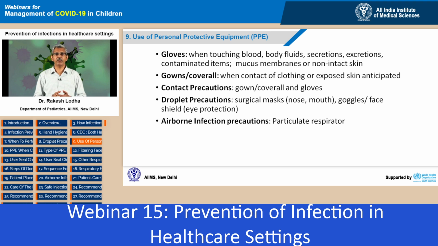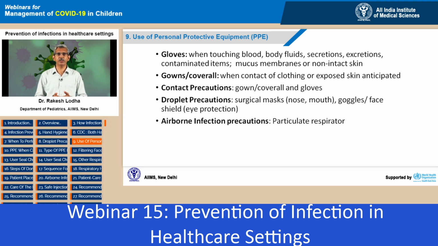Personal protective equipment acts as a barrier to prevent entry of the virus into the body and includes the following: gloves. These should be used when touching blood, body fluids, secretions, excretions, contaminated items, mucous membranes or non-intact skin. So, basically before touching any potentially infectious material. Gowns and coveralls when contact of clothing or exposed skin is anticipated. The PPE for contact precautions protects from fomites and includes gown or coverall and gloves.